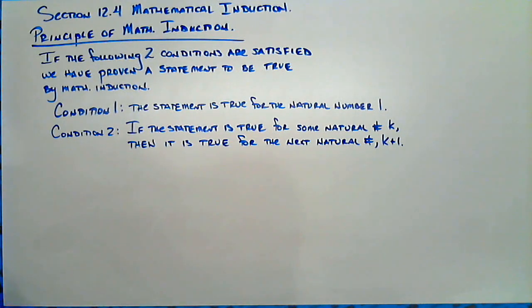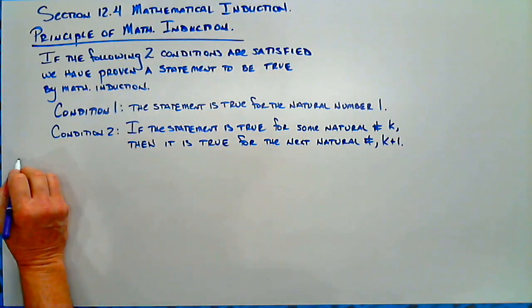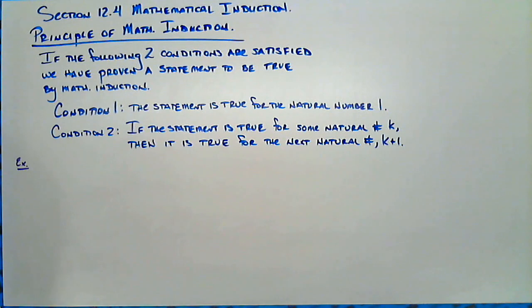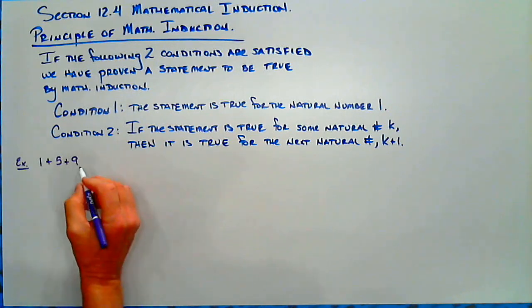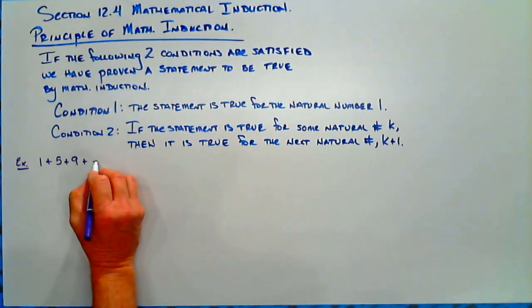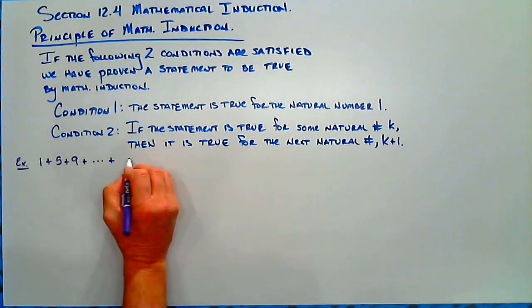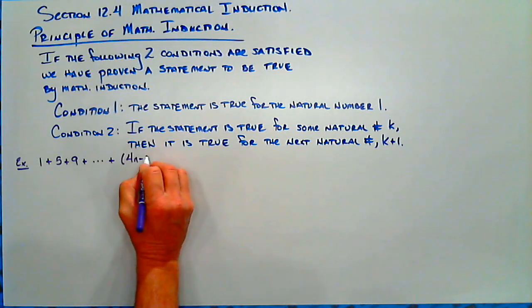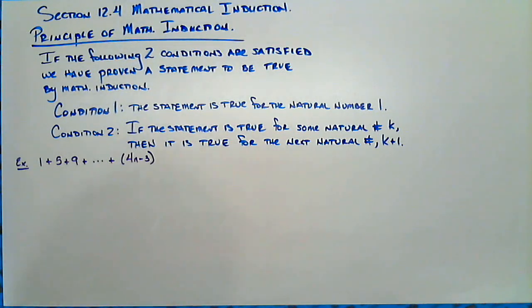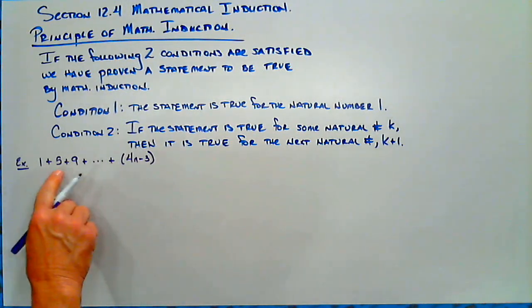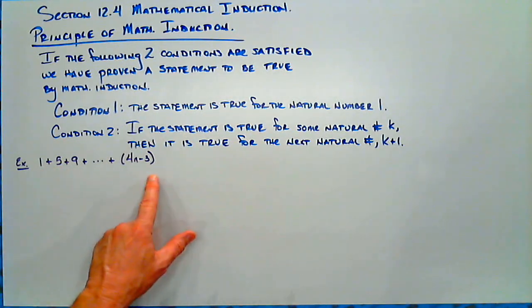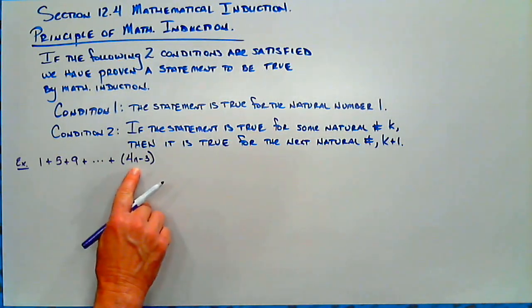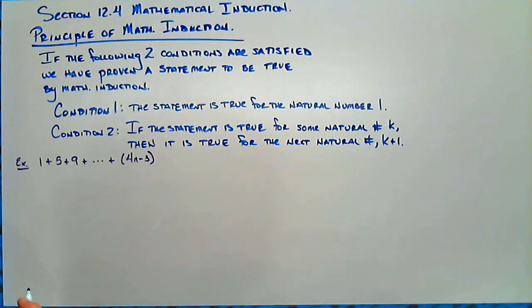So where do we go from here? Well, from here, we do an example. Let's begin with this one. We're supposed to show that 1 plus 5 plus 9 plus all the way to 4n minus 3. So if we have this series of numbers, 1, 5, 9, this appears to be arithmetic. The common difference here is 4. They all have a common difference, so it's an arithmetic series.